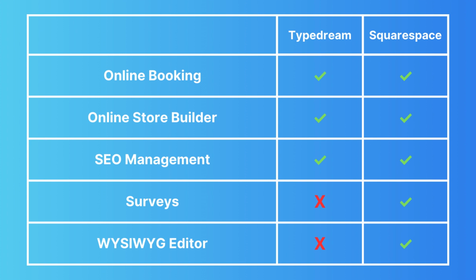Now, the what-you-see-is-what-you-get editor. Typedream does not really have a WYSIWYG editor. Squarespace does, but still, it's very easy to edit the website within Typedream. It's not exactly what you see is what you get, it's a bit different, but it's still very easy, so it doesn't actually matter that much. But yes, it's a bit easier to make a website within Squarespace, though it can get more complex as well. So it's a bit of a difficult one.